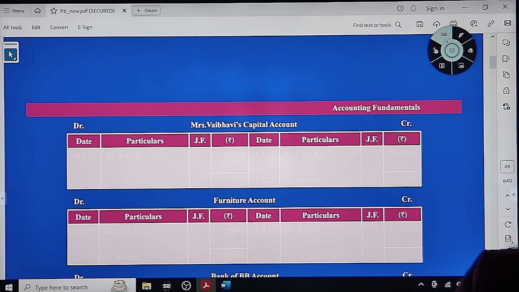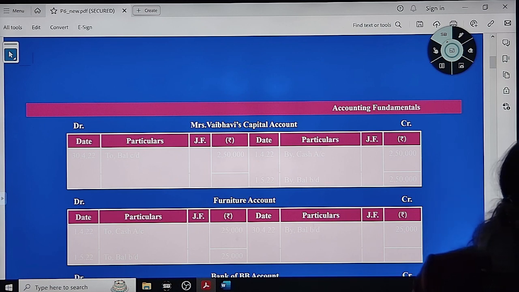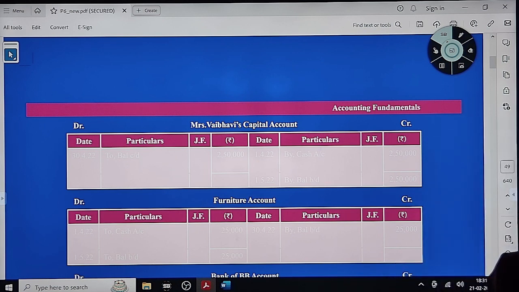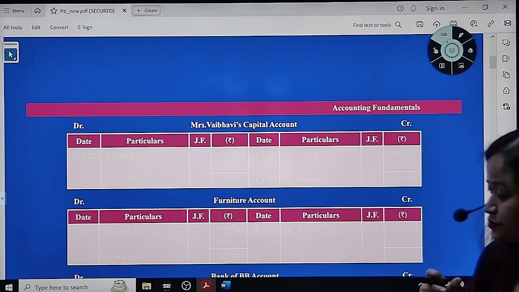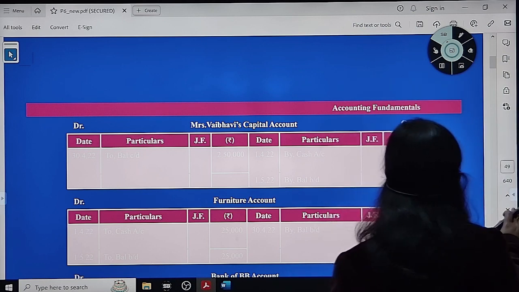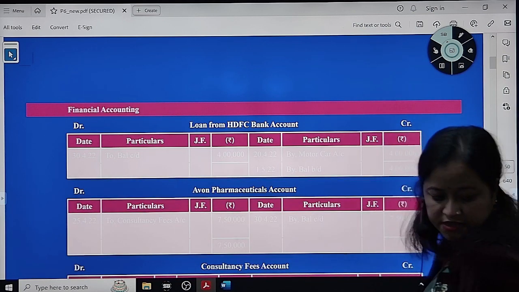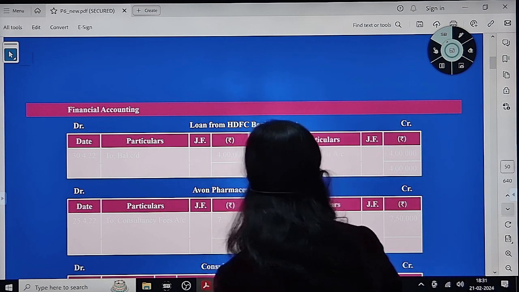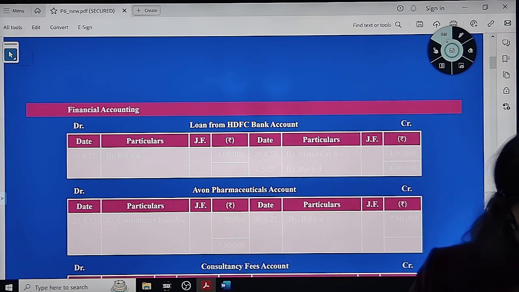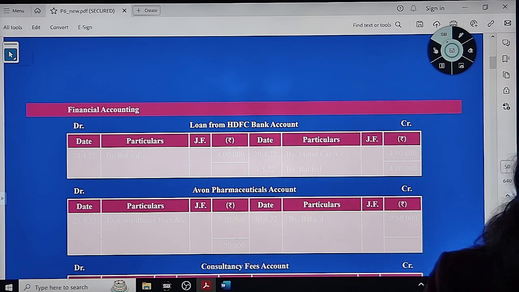So in the book, in the furniture account, it is a printing mistake. It will be by balance CD instead of BD. So you write it by balance CD 25,000, and next month, that is April 1, it is to balance BD 25,000. Fine, so you rectify this. There is a printing mistake. Now next one, you can see here. Okay, so in the furniture account there is a printing mistake.